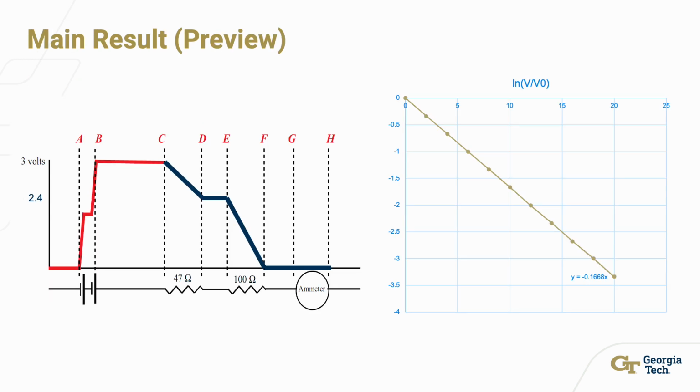So for the main result preview, you can see that we made this graph here, and we see that it rapidly increases from A to B, and then decreases from C to D and E to F. And then over here you can see that we found the slope of that line I just mentioned earlier to be negative 0.1668, which we then use to calculate RC to be about 5.995.